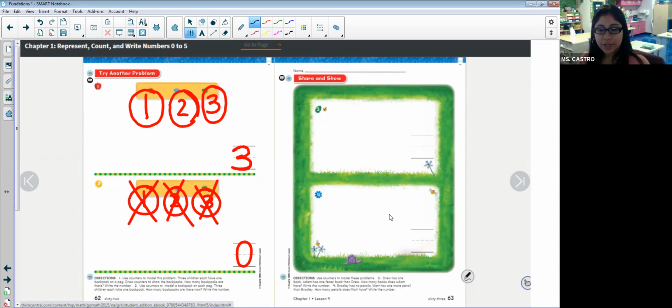So it says, Drew has 1 book. Adam has 1 fewer book than Drew. How many books does Adam have? So it seems we have 2 children. We have Drew and we have Adam. So I'm gonna illustrate Drew. Drew has 1 book. And Drew, they have his name there, so I can easily copy his name. So Drew is gonna be on top.